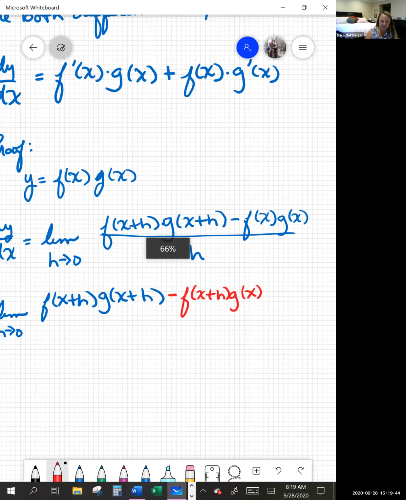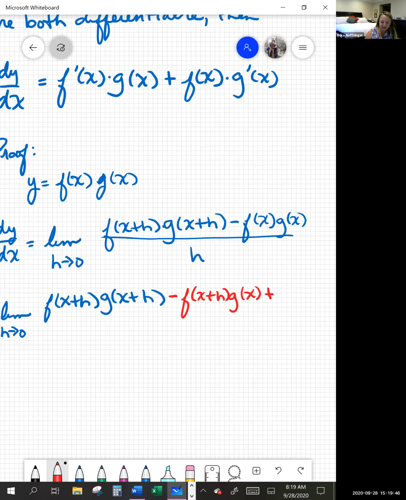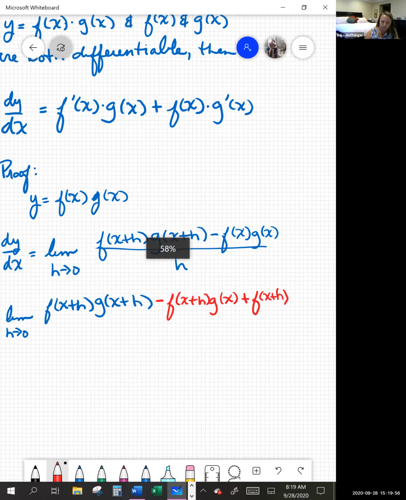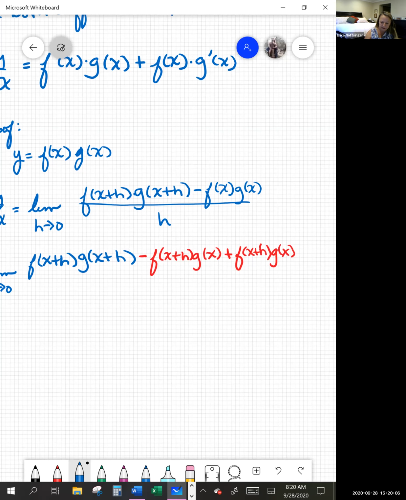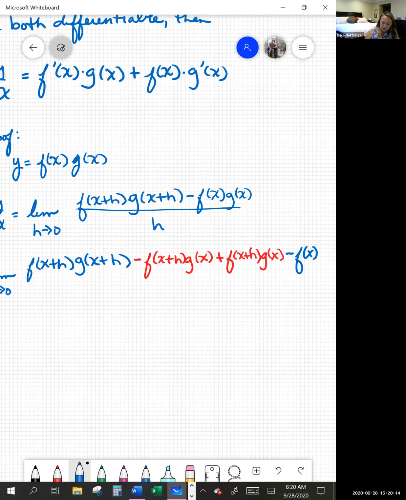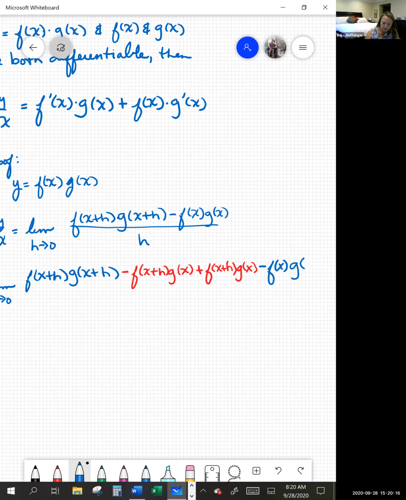So if I'm subtracting that off, then I'm going to need to add it. So plus f of x plus h times g of x. So that's just adding 0, so it doesn't change it. Let's bring this down, or it's equivalent. So minus f of x all times g of x. And this is all over our h value.